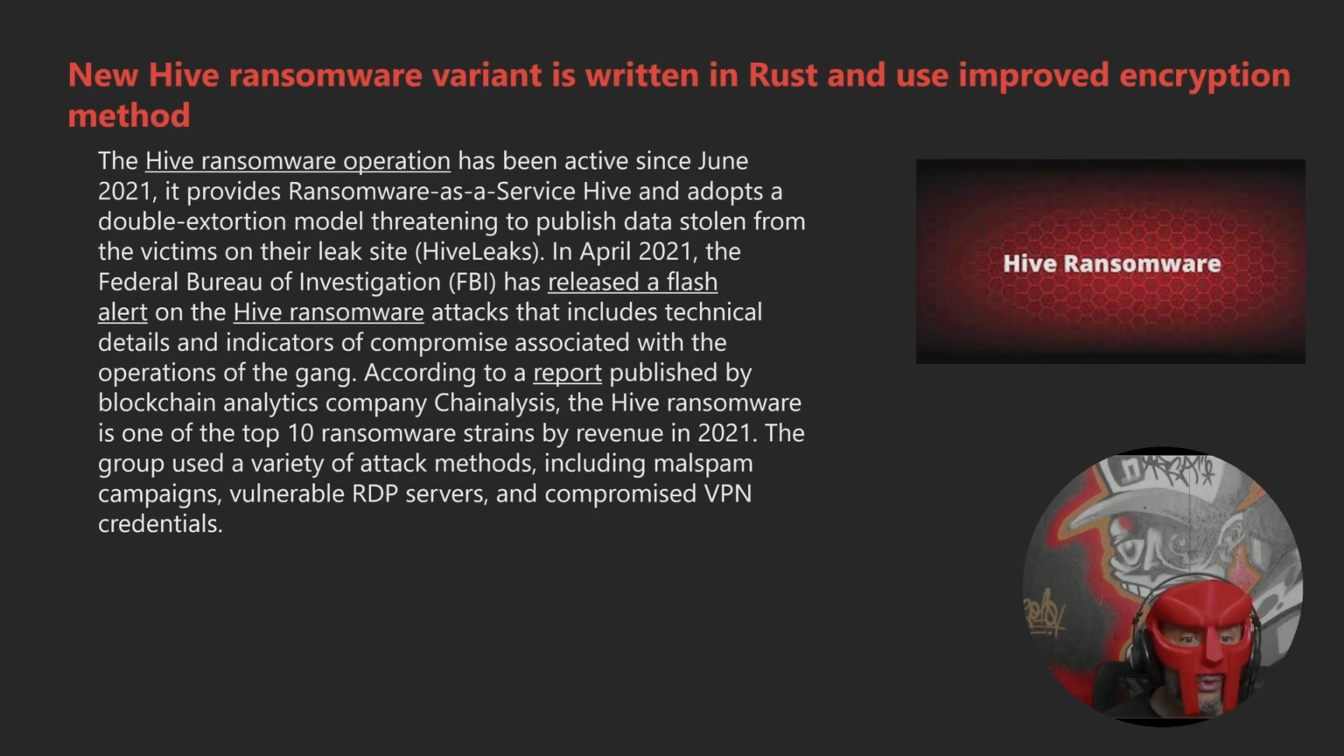It provides ransomware as a service and adopts a double extortion model, threatening to publish data stolen from the victims on their leak site, which is Hive Leaks. In April 2022, the Federal Bureau of Investigation released a flash alert on the Hive ransomware attacks that includes technical details and indicators of compromise associated with the operations of the gang.